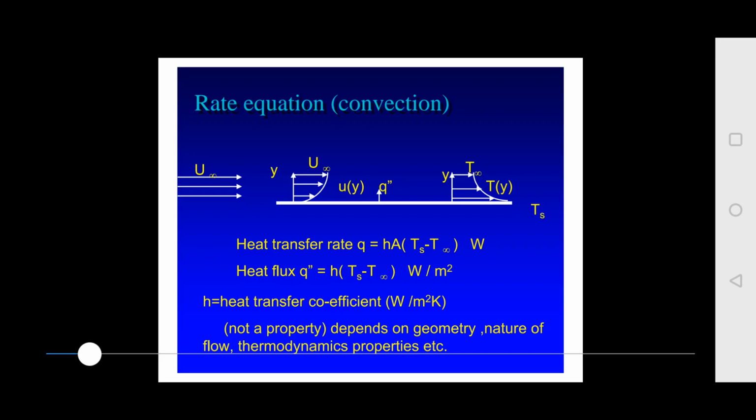So heat flux q is h into Ts minus T infinity. h is the heat transfer coefficient, its unit is watt per meter square per Kelvin. So it's not a property, it depends. This heat transfer coefficient is not a characteristic property of matter. It actually depends on the geometry of the particular heat transfer surface. It depends on the nature of the fluid, whether it is laminar flow or turbulent flow. And it also depends on thermodynamic properties.